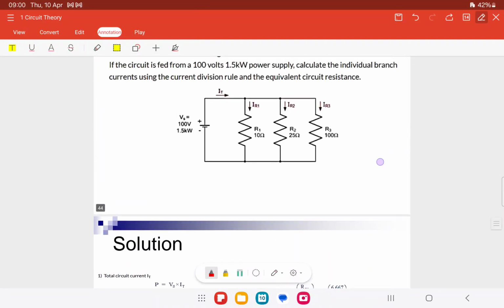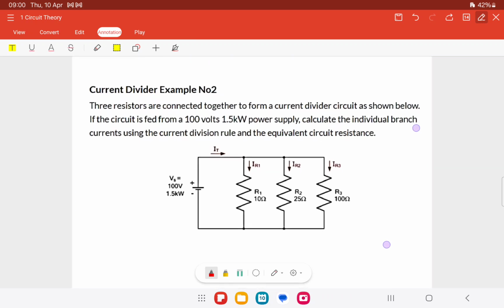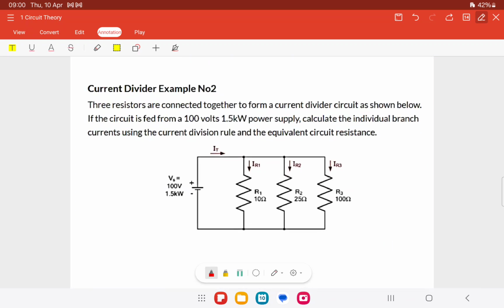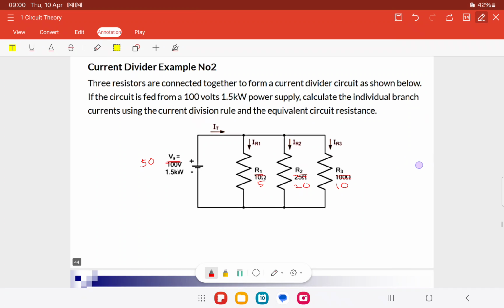Alright, now we have the solution. Let's change the values. This one, please try, I change it to 50. This becomes 5. This one becomes 20. This one becomes 10. Get me the values of IR1, IR2 and IR3.